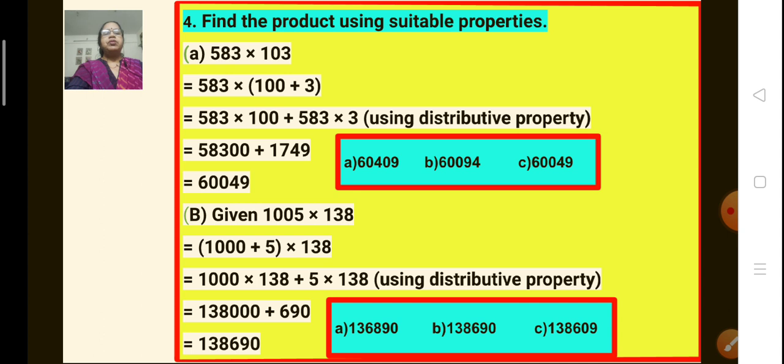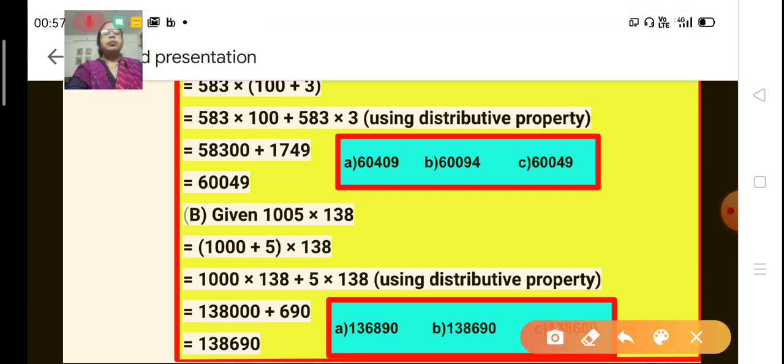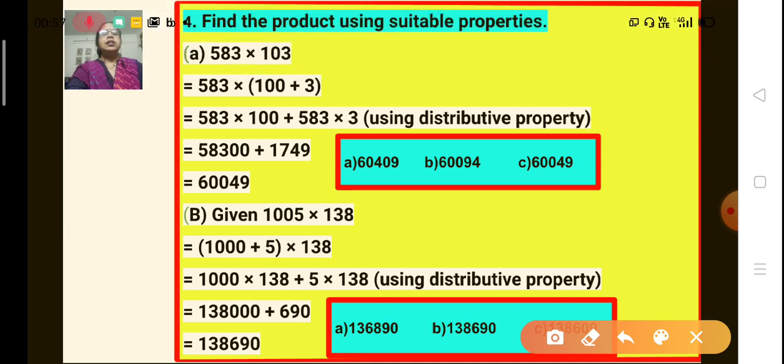Okay, these properties help us solve problems of whole numbers very simply. Here we have 583 multiplied by 103. How can you solve this easily? We can split the number 103 as 100 plus 3 and put it inside a bracket.